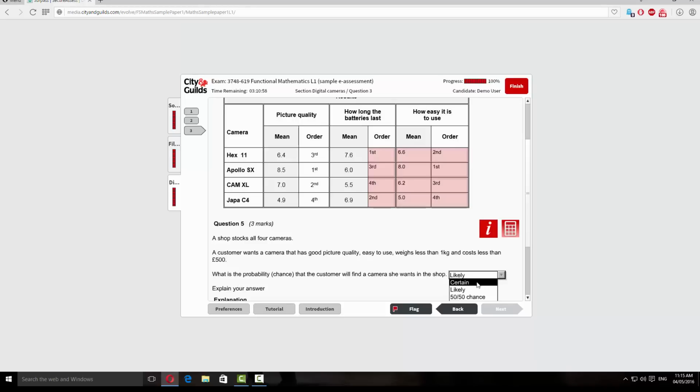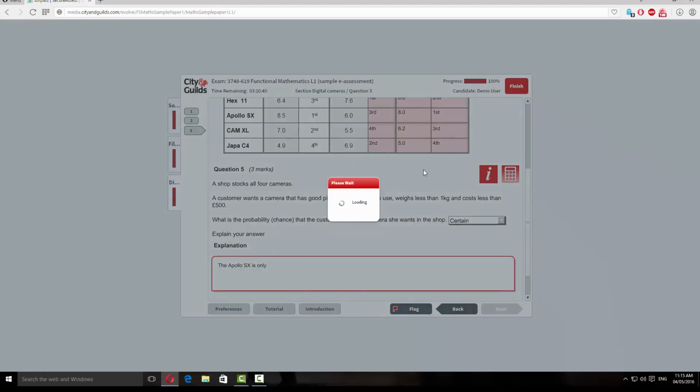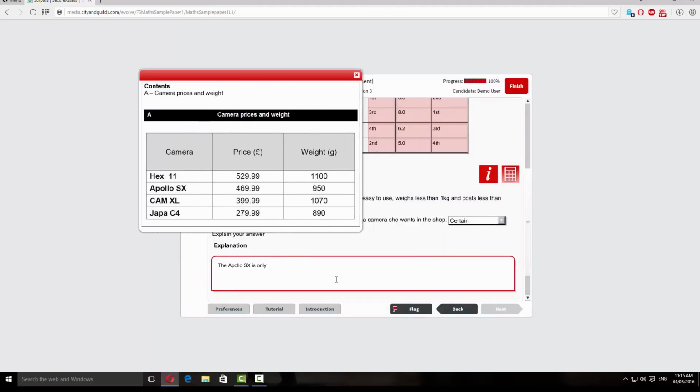You could also argue that it's likely. This is one of the other problems with functional skills. It's not always a definitive answer. I would say it's certain because the Apollo SX was rated very highly for its ease of use. It was rated very highly for its picture quality. It is definitely under a kilogram, and it is definitely less than £500. The shop does stock that camera, therefore you will find that camera. That camera meets all the criteria, so it's certain they'll find a camera that they want.